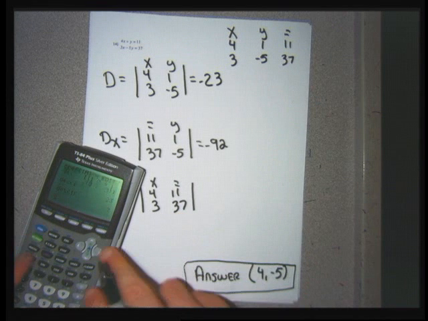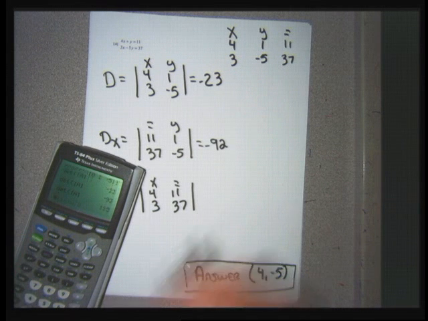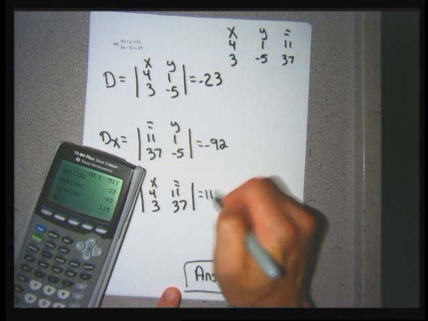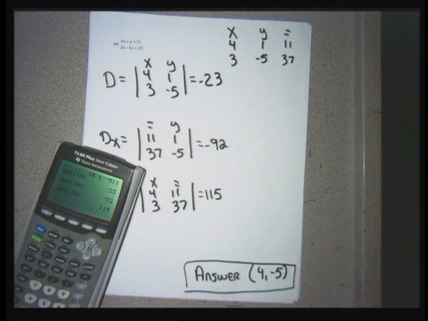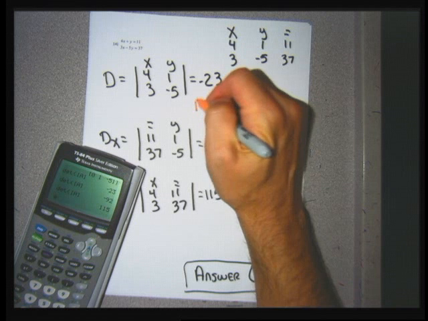So second matrix edit, enter, enter. 4, enter, 11, enter, 3, enter, 37, enter, second quit, second enter, enter, and this is 115. So on the test, you don't have to do a single determinant by hand. They're really not that hard to do by hand, but I didn't care to deal with the big numbers in the second ones. So now I'm going to do x.